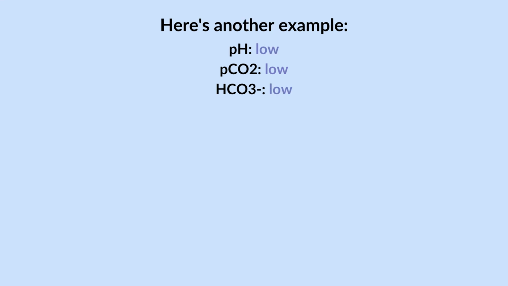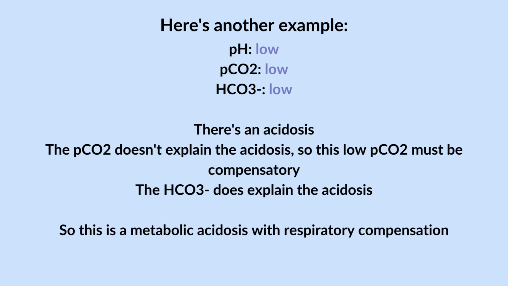Here's another example. pH is low, PCO2 is low, and bicarbonate is low. There's an acidosis. The PCO2 doesn't explain the acidosis, so this low PCO2 must be compensatory. The bicarbonate does explain the acidosis, so this is a metabolic acidosis with respiratory compensation.